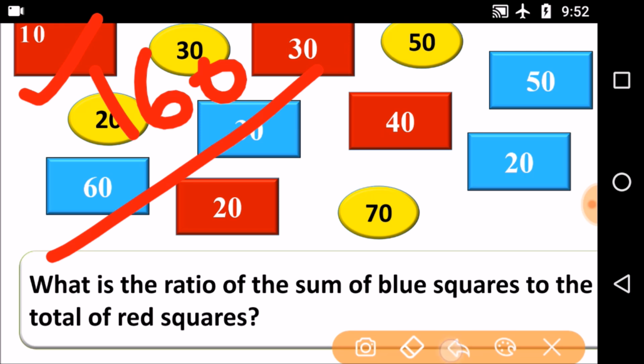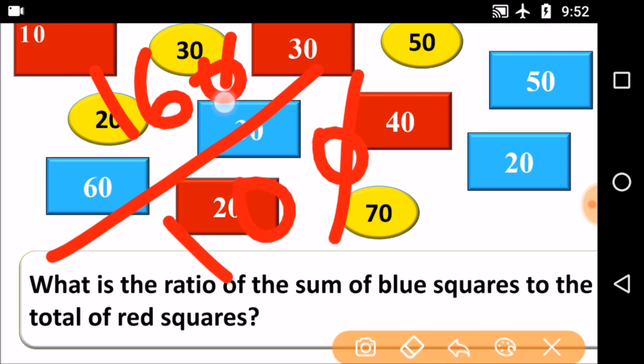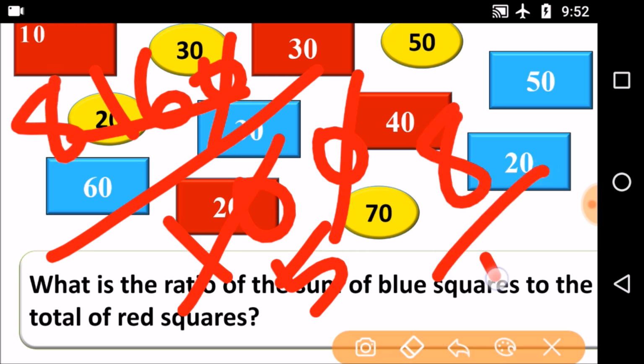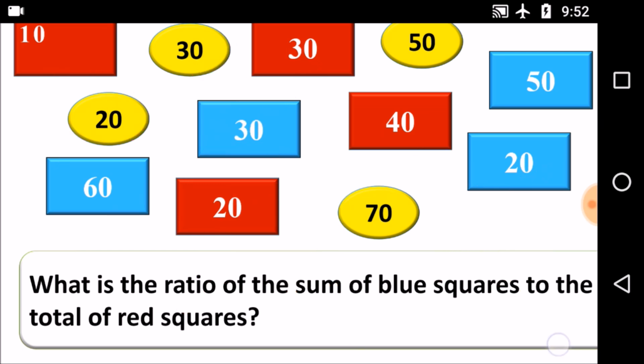Okay, so the answer is 160 divided by 100, and we are cancelling 0 and 0, and we again cancel 10 and 16 with... sorry, 2. How many times in 10? 5 times is there, and in the numerator 16, 2 is 8 times. So the ratio is what? 8 by 5 is your answer.